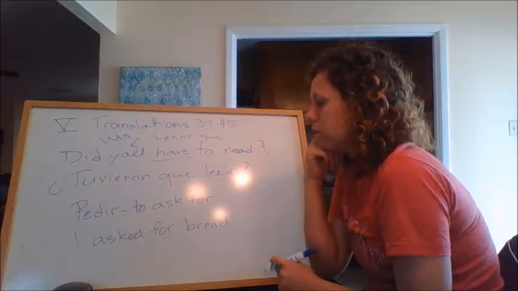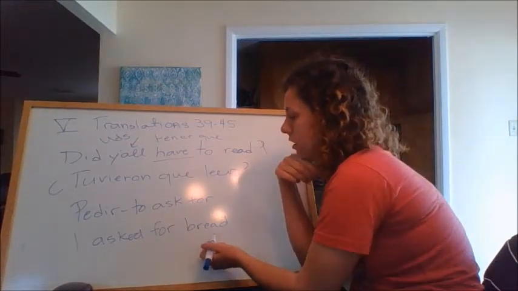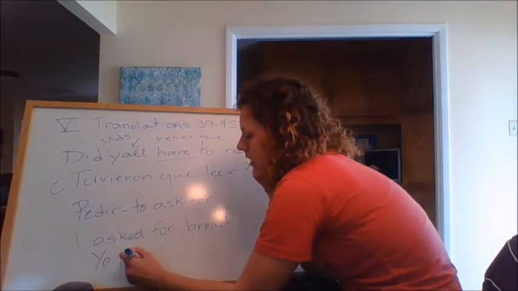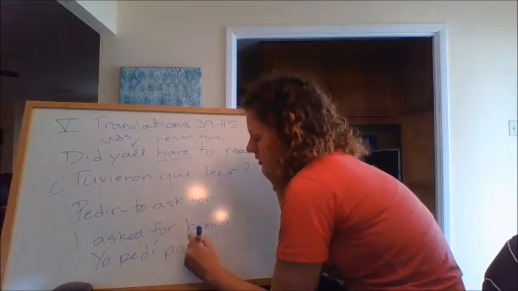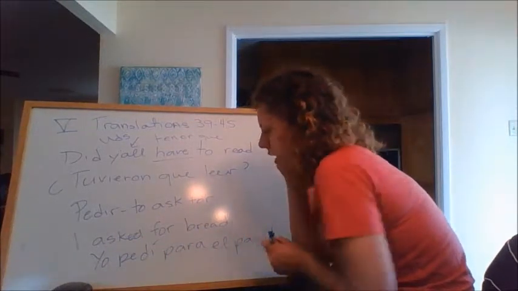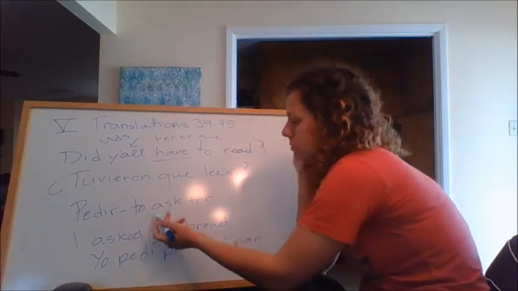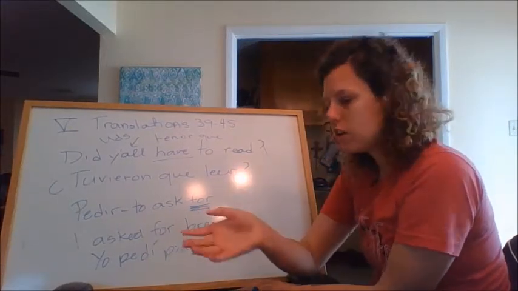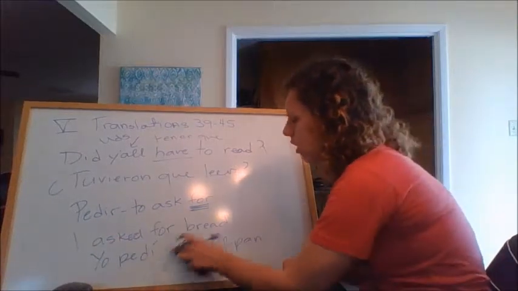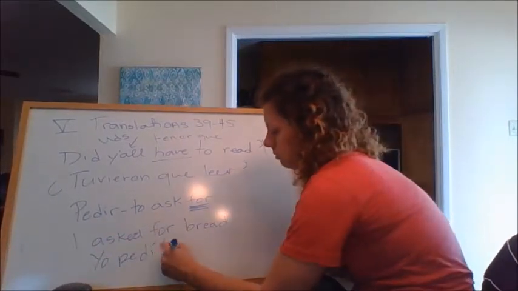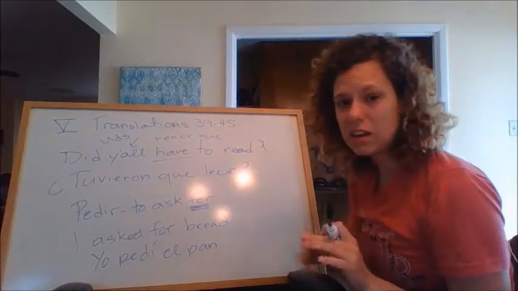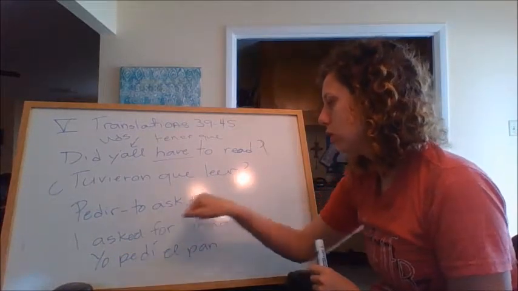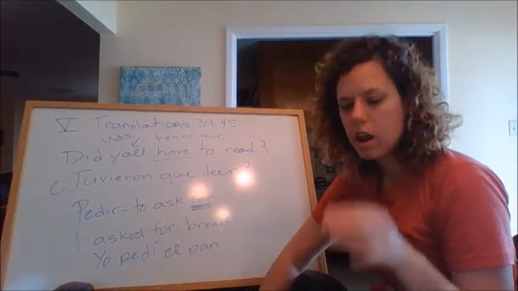Okay. So if I had something like I asked for bread, you would not say yo pedí para el pan. Okay? Because pedir actually means to ask for. It already includes the for in the definition. So if you had a sentence like this, all you would say is yo pedí el pan. Okay, and that's it. That's all you do, because asked for is part of the definition, so you don't need por or para. All right. Okay.